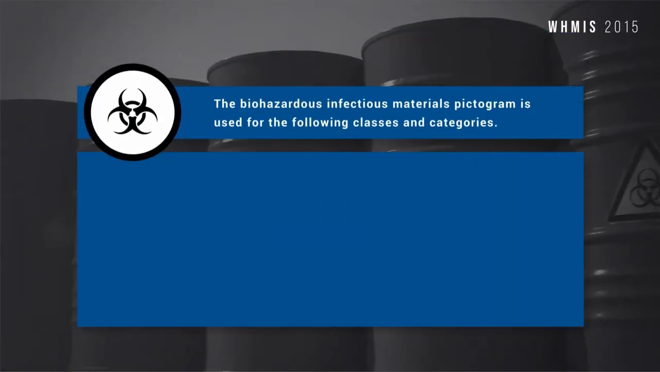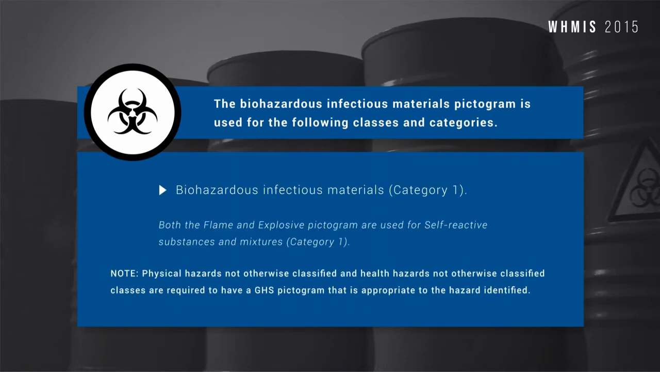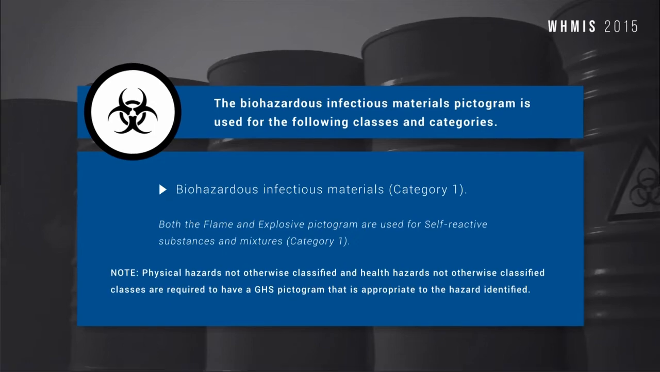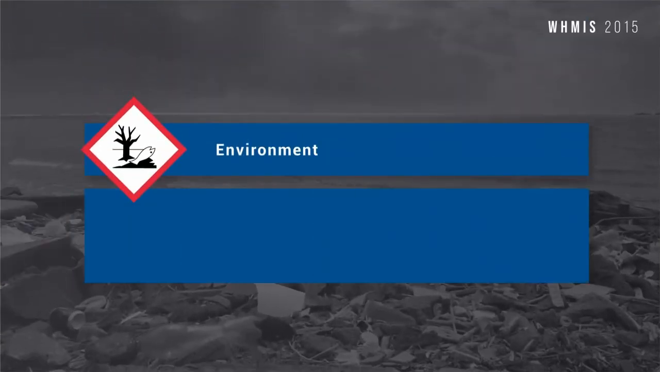The biohazardous and infectious materials pictogram remains the same. Biohazardous infectious materials, Category 1. Note: physical hazards not otherwise classified and health hazards not otherwise classified are required to have a GHS pictogram that is appropriate to the hazard identified. And the last new pictogram added into WHMIS 2015 is the environmental pictogram, which includes hazards to the aquatic environment.